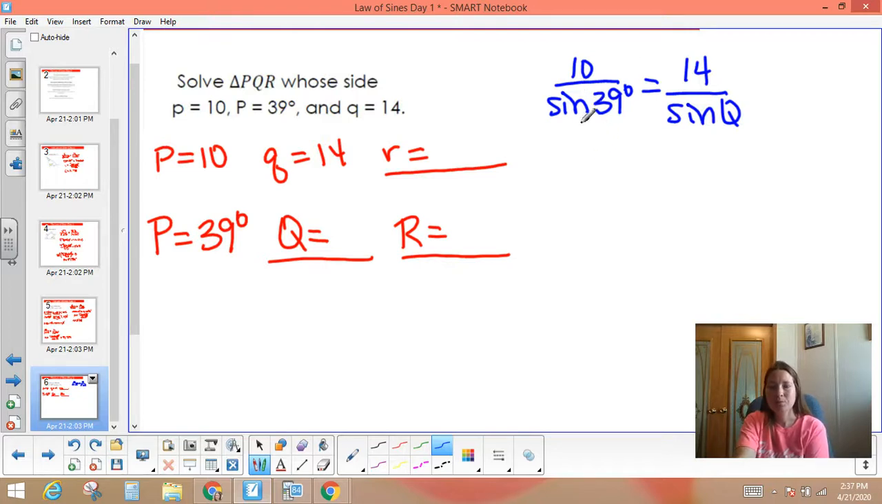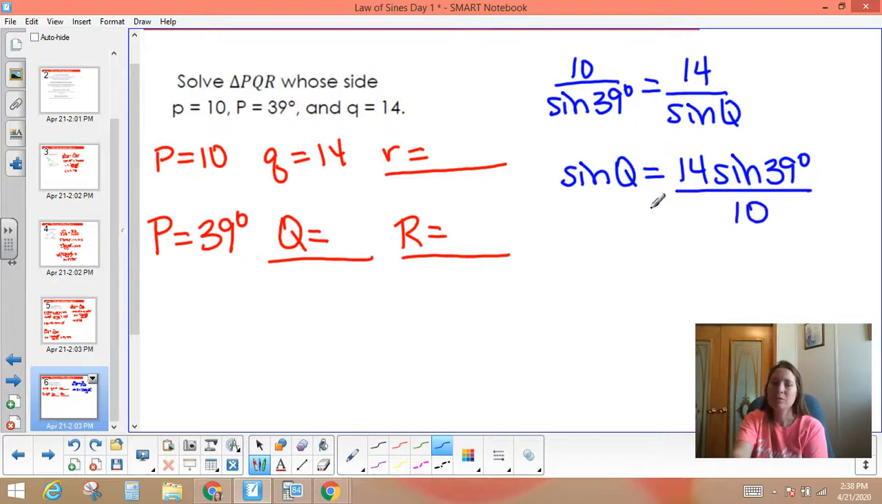All right, so now we're going to cross multiply. Same thing, I'm going to skip a little bit of my steps. So I'm going to say sine of Q, because that's the thing that I don't know, is going to be equal to the two that are diagonal. So 14 sine 39 over 10. All right, and then remember to find the angle, you have to inverse sine. So I'm going to do the inverse sine of all of this in my calculator.